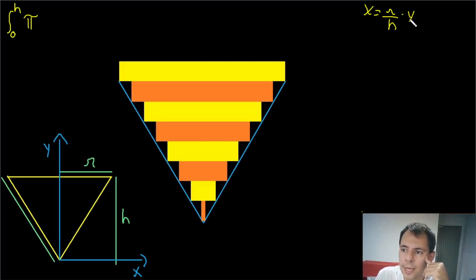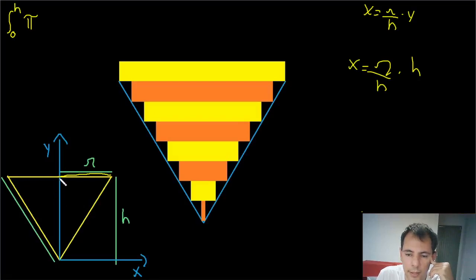Let's say that y equals h. You're at this point right here. What is the value of x here? It's r. So let's plug in x equals r divided by h times h, because y has the value of h at this height. You cancel these two and x equals r. Does x equal r here? Yes, it does.